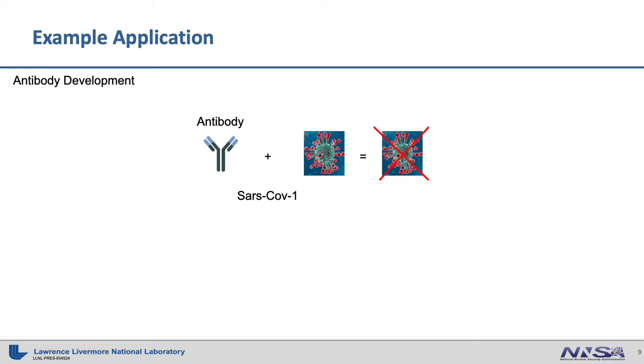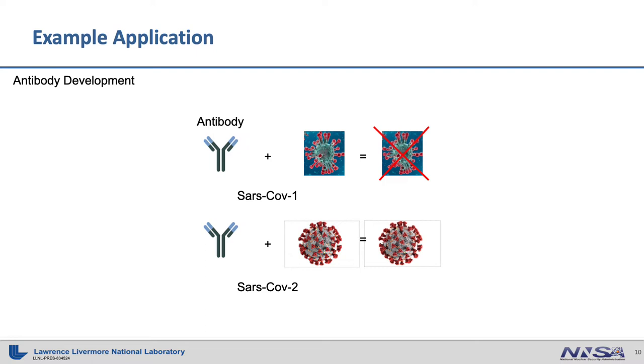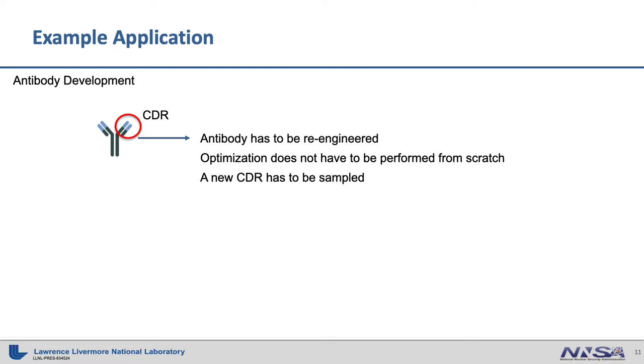When SARS-CoV-2 showed up, it had suffered several mutations from SARS-CoV-1. Because of that, it's different enough that the antibody is not able to bind anymore and fight the disease. So this antibody has to be re-engineered so it works for the new pathogen. However, the optimization does not have to be performed from scratch because this new pathogen, SARS-CoV-2, is very similar to SARS-CoV-1, for which we already have the antibody that works. So instead of generating the whole antibody from scratch, we just have to sample a new CDR, which is a specific section of the antibody that is responsible for binding with pathogens.